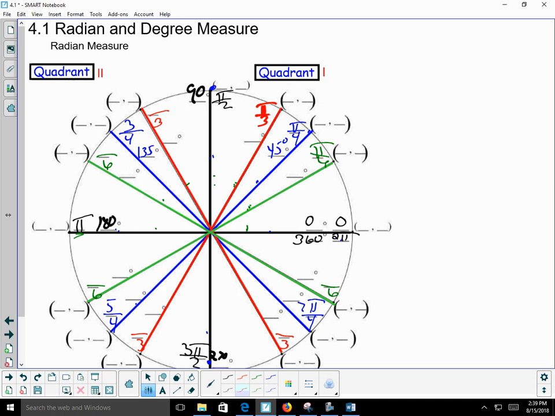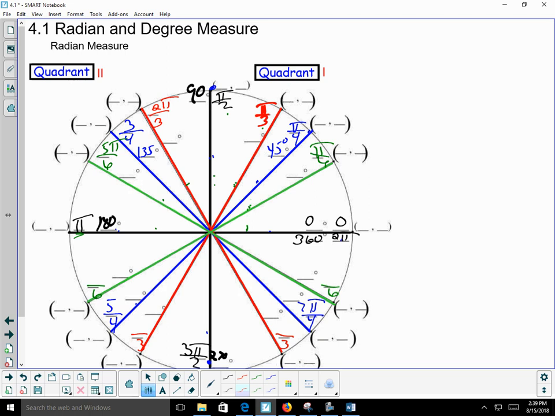When I count, this is 1/6, 2/6, which simplifies to 1/3, 3/6, which simplifies to 1/2. Then this would be 4/6. Well, 4/6 simplifies to 2 pi over 3. So that's 4/6 plus another 1/6, so that's 5 pi over 6. 6 pi over 6, and then you can finish working around the bottom.